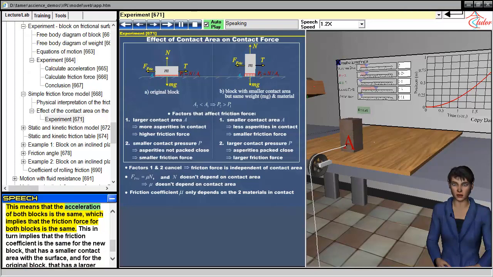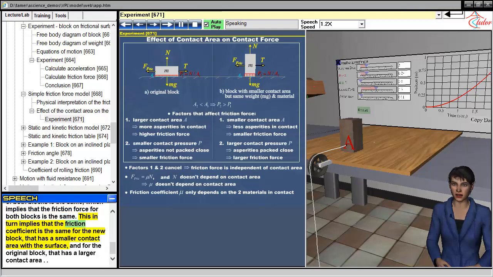This means that the acceleration of both blocks is the same, which implies that the friction force for both blocks is the same. This in turn implies that the friction coefficient is the same for the new block, that has a smaller contact area with the surface, and for the original block, that has a larger contact area.